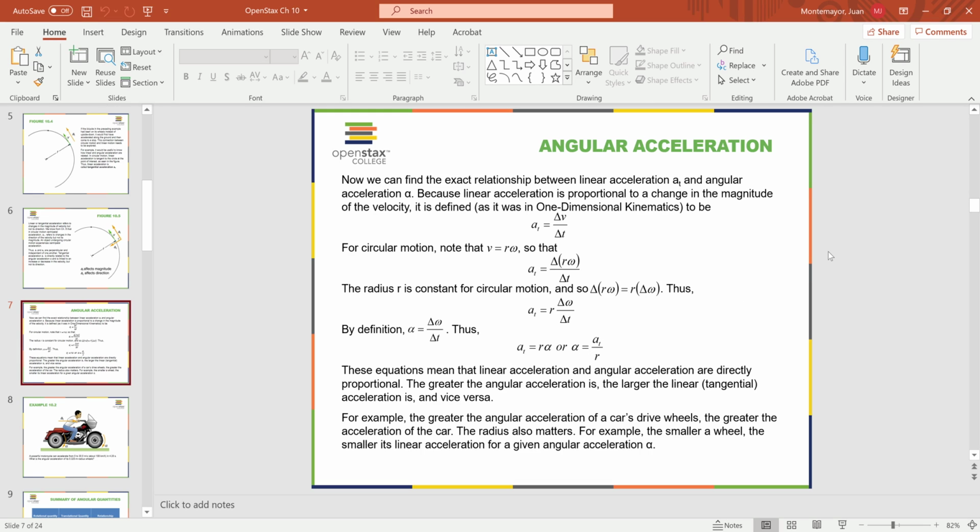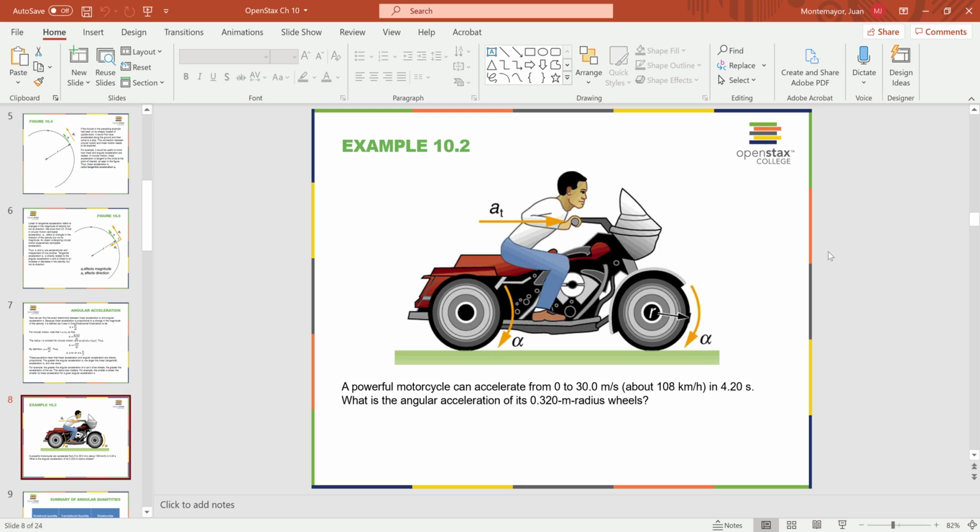over r. These equations mean that linear acceleration and angular acceleration are directly proportional. The greater the angular acceleration is, the larger the linear tangential acceleration is, and vice versa. For example, the greater the angular acceleration of a car's drive wheels, the greater the acceleration of the car. The radius also matters, obviously. For example, the smaller the wheel, the smaller its linear acceleration for a given angular acceleration alpha. That brings us to here.